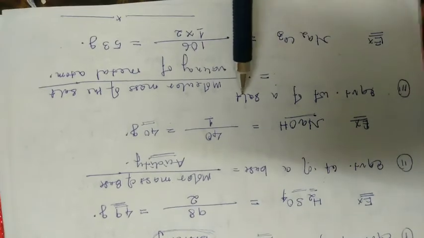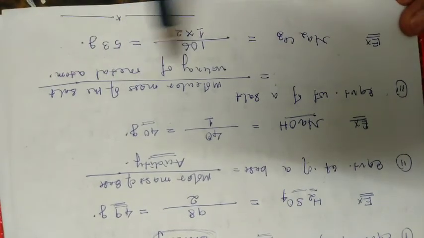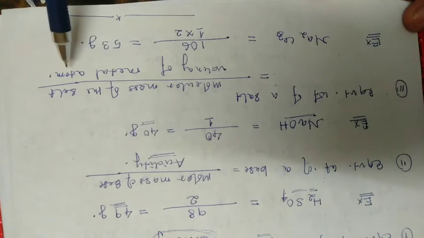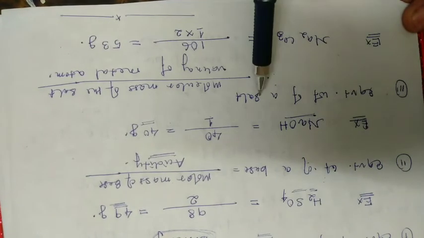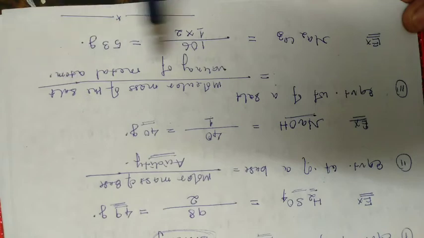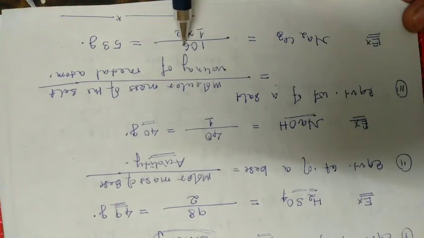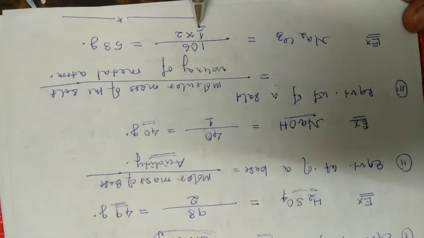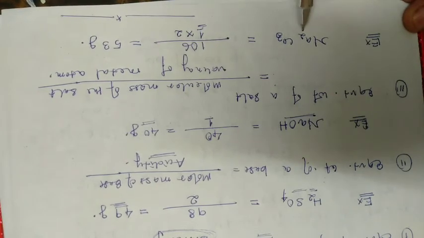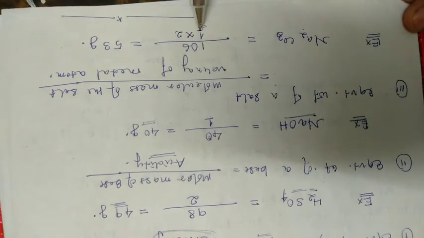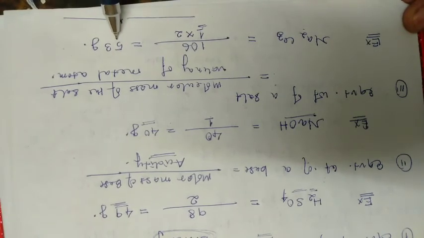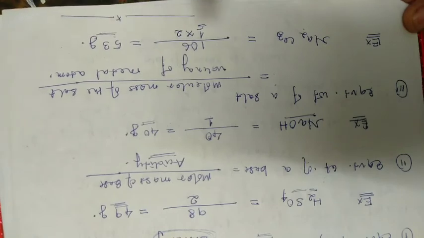So equivalent weight of a salt, how can we calculate? Equivalent weight of a salt equal to molecular mass of the salt divided by valency of metal atom. So sodium carbonate, it is a salt. So equivalent weight of sodium carbonate equal to molecular mass of sodium carbonate 106 and valency of sodium is 1. But sodium carbonate contains 2 sodium. Therefore 1 is multiplied by 2, then 53 gram. So 53 gram is the equivalent weight of sodium carbonate.